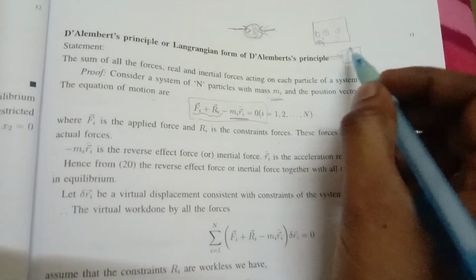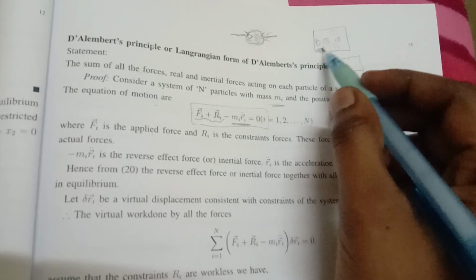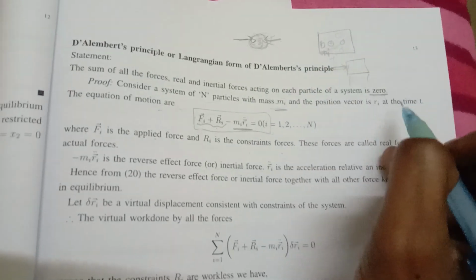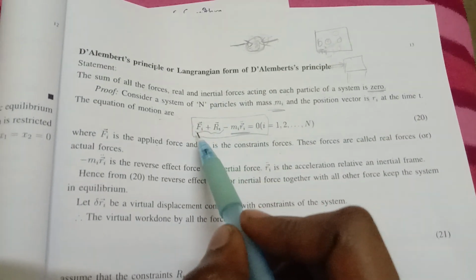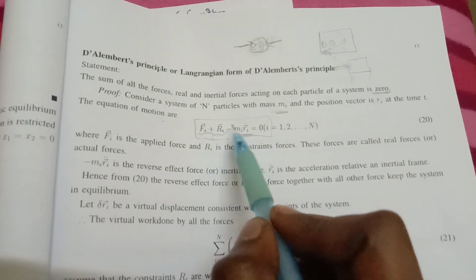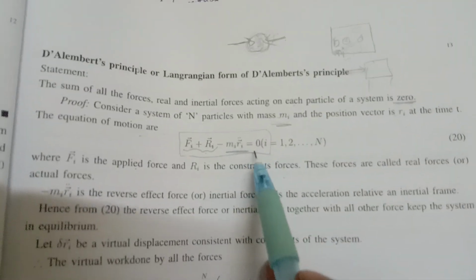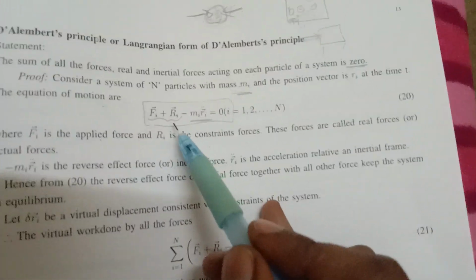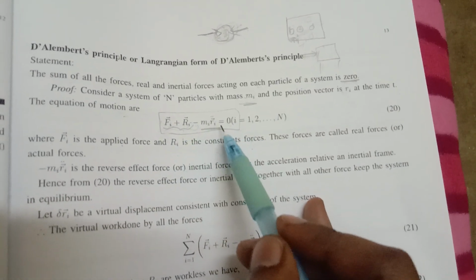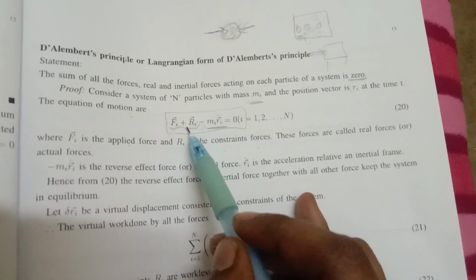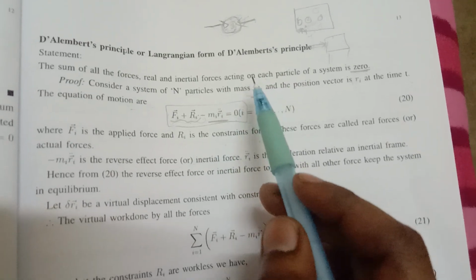After a time t, the particle moves from one position to another position, and the difference is called the position vector, which we are denoting as ri vector. So from the equation, the equation of motion of the particle will be Fi plus Ri minus mi ri vector double dot equal to 0. Here Fi plus Ri are nothing but real forces, and minus mi ri vector double dot is called the inertial force. Both forces acting on the particle mean the system remains constant, that is our statement.